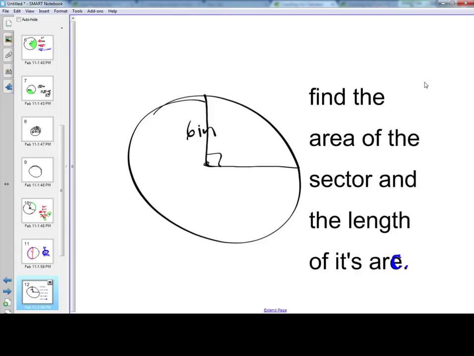Okay, I got the area is 9 pi. Here we go, have to do the other one. For the sector, pi radius squared, so 36 pi divided by 4. And you can do that, can't you? What's that, like 9? Yeah, 9 pi. So the area is 9 pi. For the length of the arc, that's 12 divided by 4, so 3 pi. And you're done.